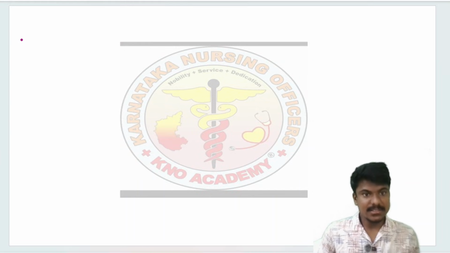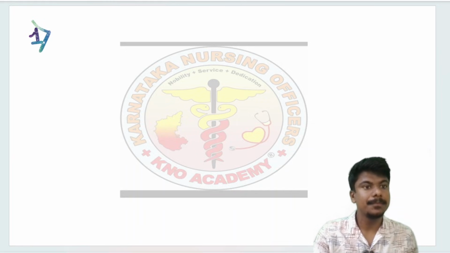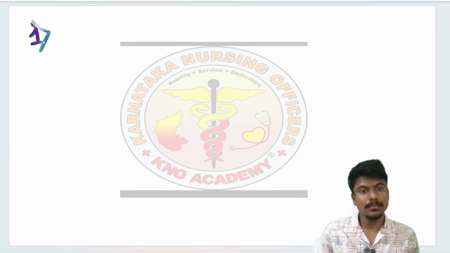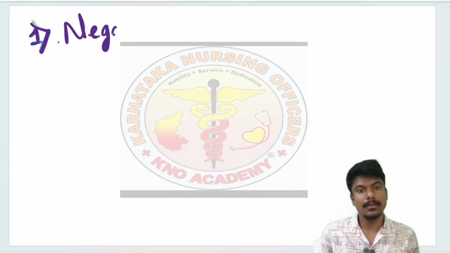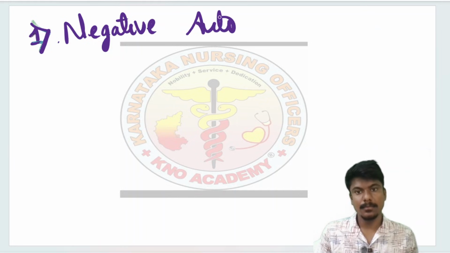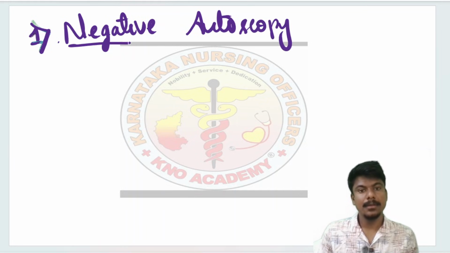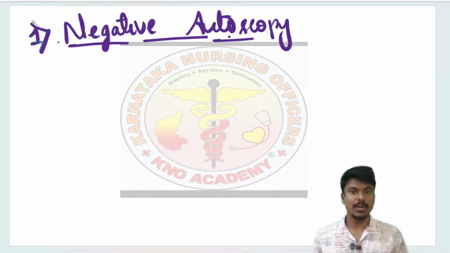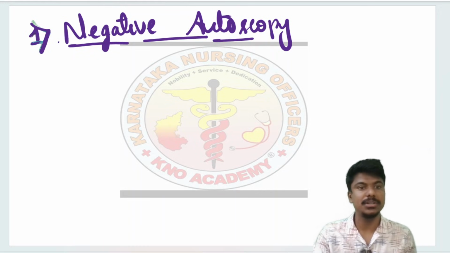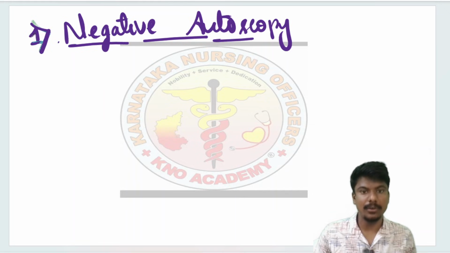So the first one, as I told you, is negative autoscopy. What do you mean by negative autoscopy? Does anybody know? What do you mean by phantom limb? It is the opposite of the phantom limb. In a phantom limb, what will happen?